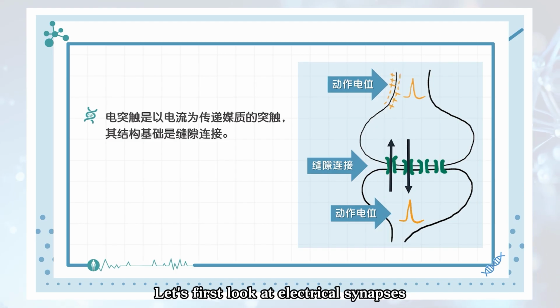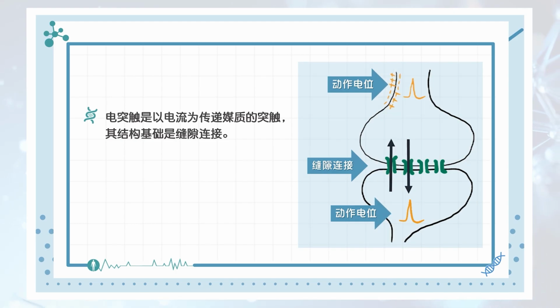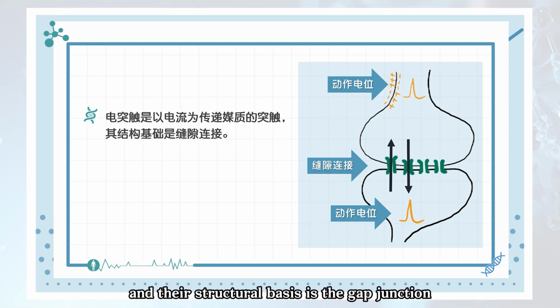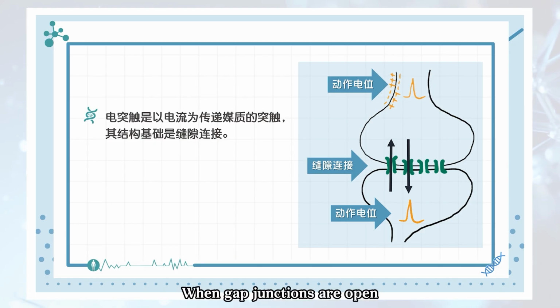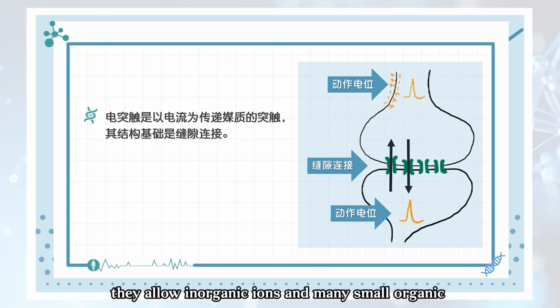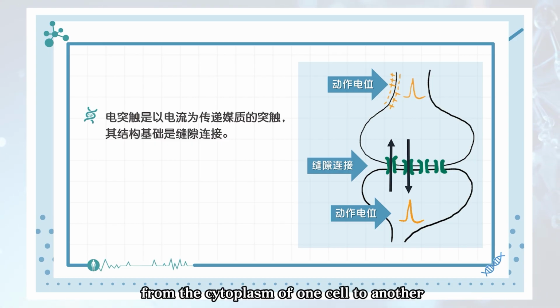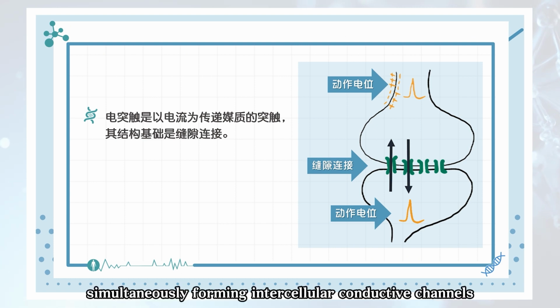Let's first look at electrical synapses. Electrical synapses use electric current as the transmission medium, and their structural basis is the gap junction. When gap junctions are open, they allow inorganic ions and many small organic molecules to diffuse down their concentration gradients from the cytoplasm of one cell to another, simultaneously forming intracellular conductive channels.